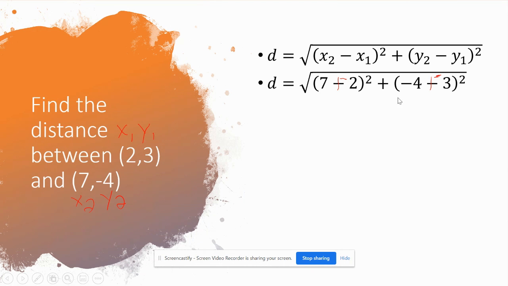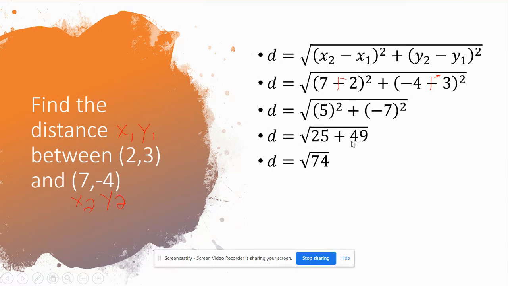Same sign, just add, so negative 4 plus negative 3 is going to be negative 7. 2 plus negative 2 is going to be 5. Okay, and then we square both of those, so we're going to get 25 plus 49. 25 plus 49 is 74. And then we're going to take the square root.